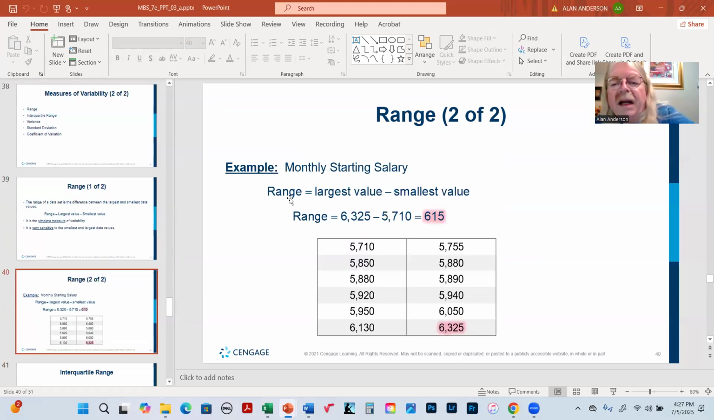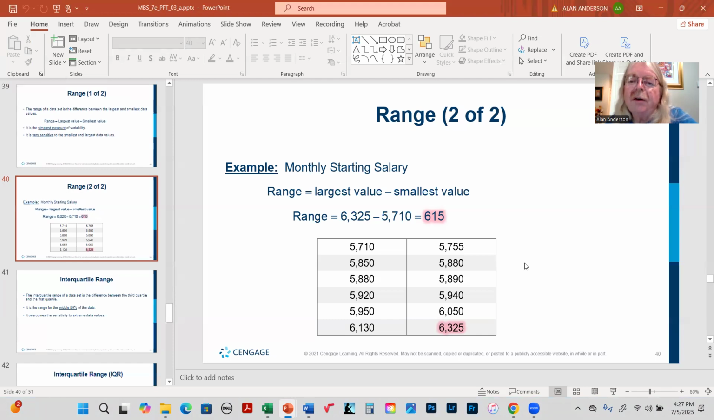Here they were going back to the example of the monthly starting salary, which we've been working with for a while. They've organized the data from low to high, as you can see, and the smallest salary in our sample was 5710. The largest is 6325. So the difference between those two is 615, which is, of course, our range. And that's all there is to it.